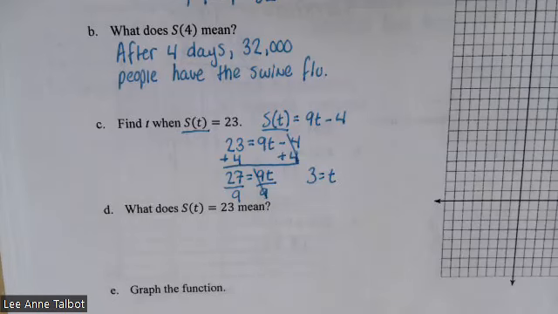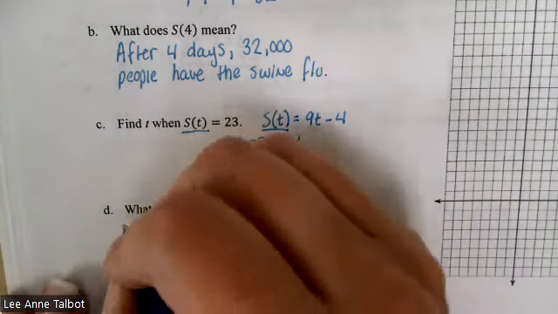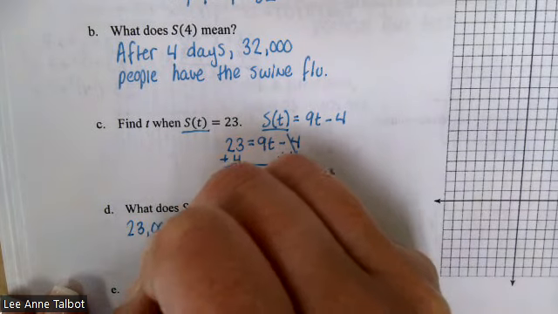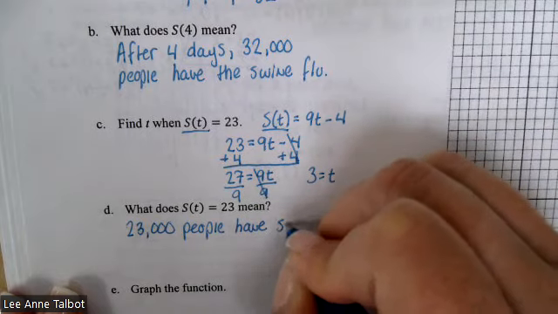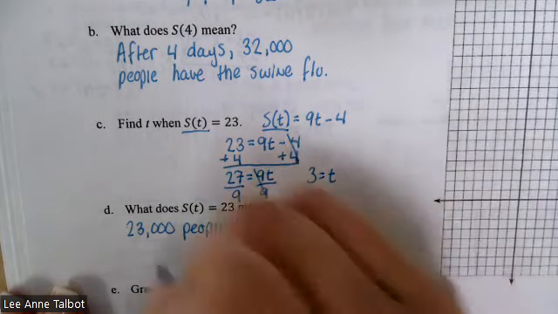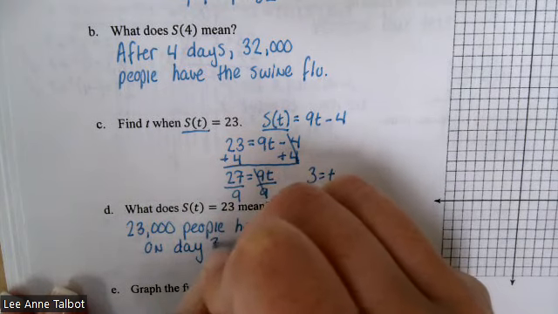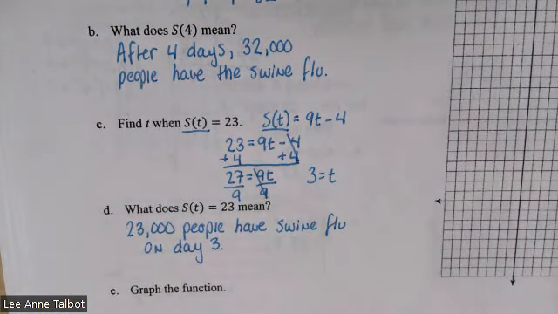Okay, what did I just find? What? Yeah, which is what? What is t in this problem? Days, right. Okay, so we're going to say 23,000 people have swine flu on day 3. Last one for this, and then I'm going to get you going on the homework.